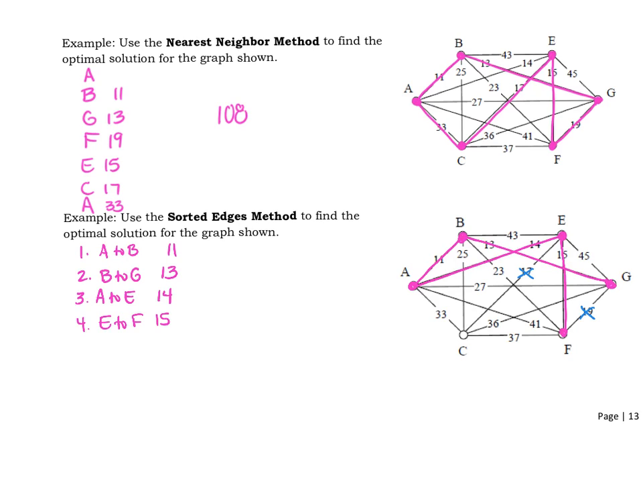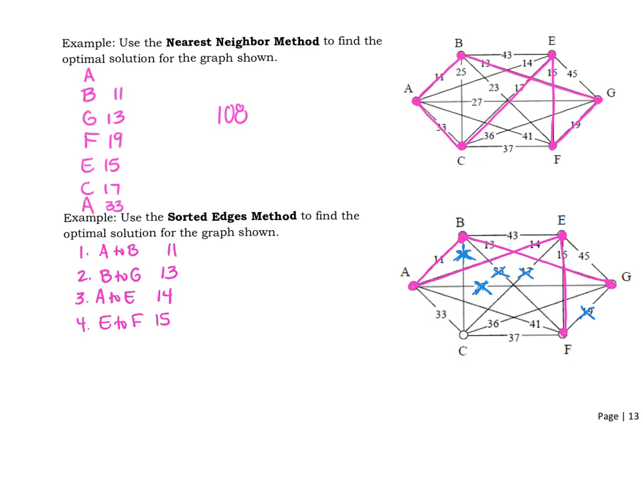My next cheapest is the 23 from B to F. And that's not going to work. That would create a circuit where I don't want one. The next cheapest looks like 25 from B to C. But if I include that one, notice I would have degree 3 at B. I don't want that, so we're going to get rid of that one. Next cheapest is 27. I can't use the 27. That would link up A and G and give A degree 3, so I can't use that one.